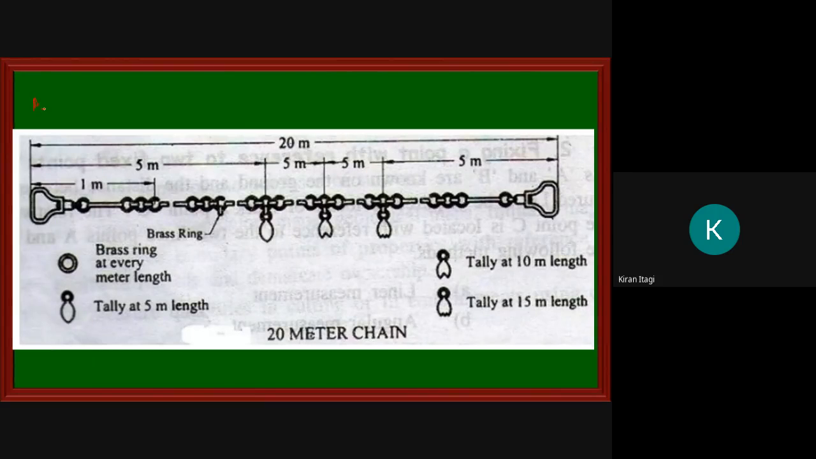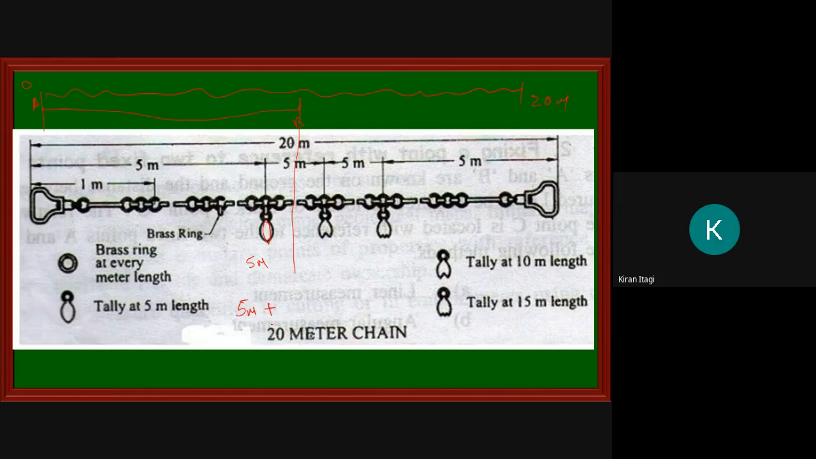So this is my A point, and my boundary is up to this point. I have laid the chain. This is 0 meter, and this is 20 meter. Correct. So what will I do? Say this is my chain. I have laid it like this. I will just see the tally. It is placed at every 5 meter. 5 meter, I will write it down here.